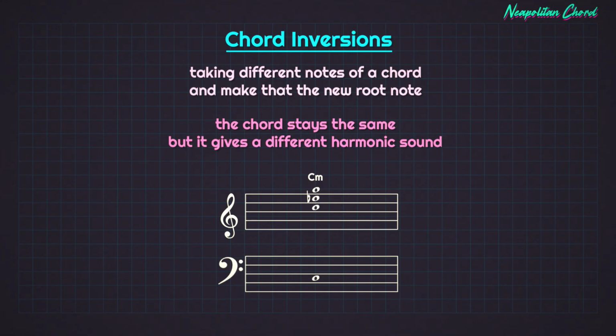There is no inversion because the note C natural is also the root note of our chord, and we can see that note here in the bass clef. However, if we take another note of the chord, say E flat, we can now make that note the root note. We're still using the chord C minor, but now we've changed our bass note. You'll see this notated as the chord type, followed by a slash and the new root note. So this new chord is C minor over E flat, and it's what's called a first inversion chord.